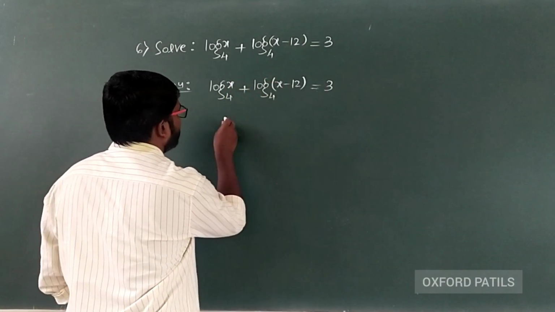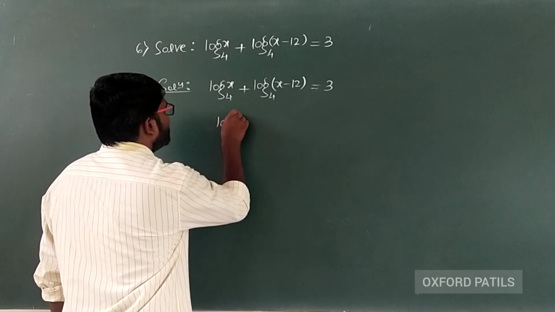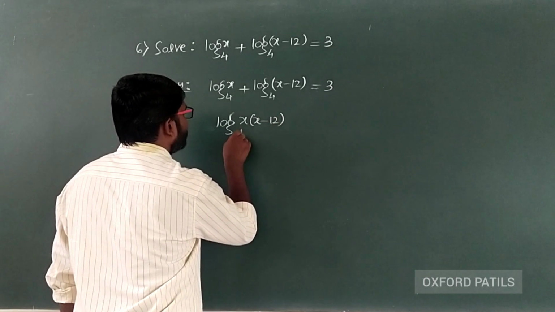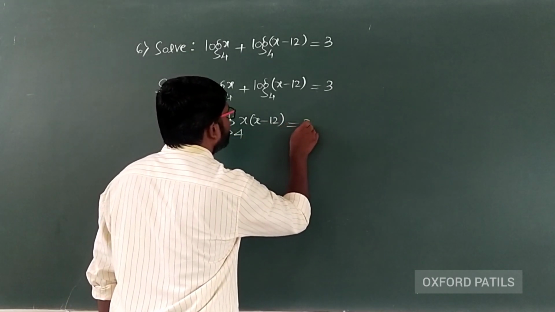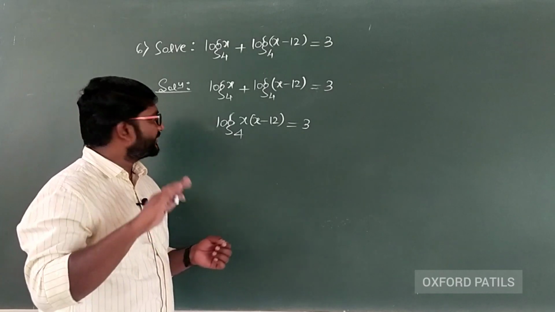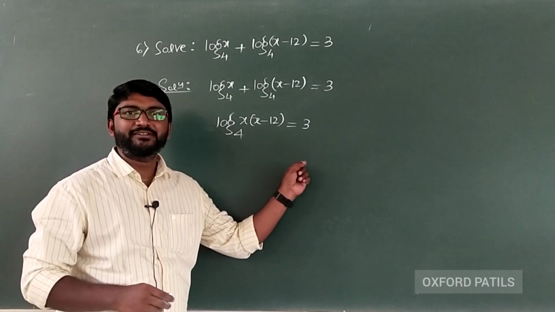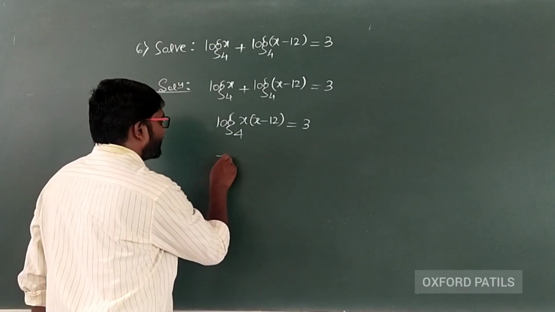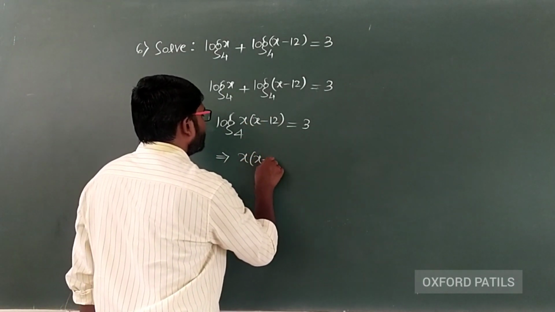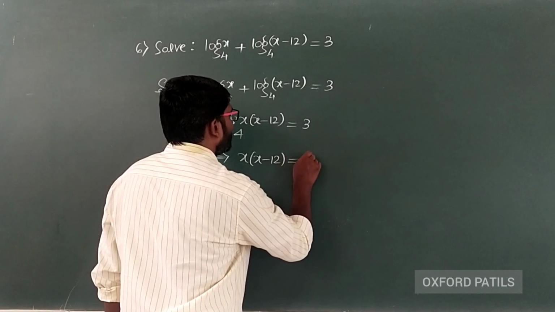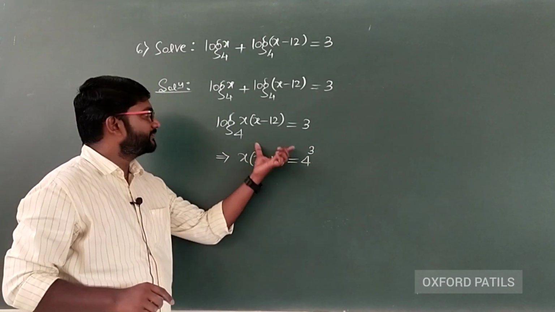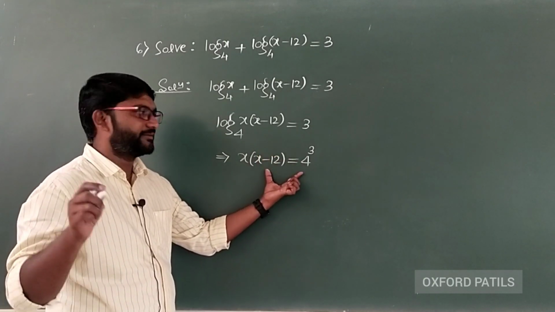These two will be multiplied now. Log x into x minus 12 to the base 4, which is equal to 3. Now this is there in the logarithmic form. This can be written into exponential form. So this implies x into x minus 12 is equal to 4 cube. So these two are equivalent. This is logarithmic form and this is exponential form.